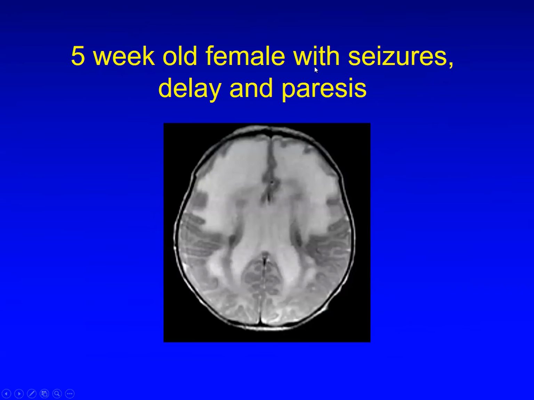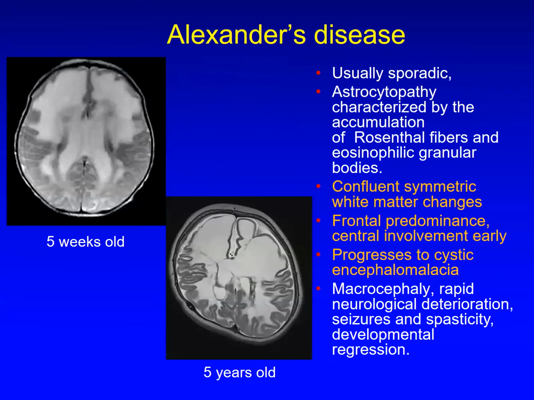This is a 5-week-old female with seizures, delay, and paresis. It's a bit of an older scan, so it's not maybe quite as nice, but clearly there's an abnormality of the white matter here. It looks more central, at least posteriorly, again more of a centripetal pattern. Has a striking anterior predominance and actually looks pretty swollen here, right? A lot of these gyri look expanded. This is a patient with Alexander's disease.